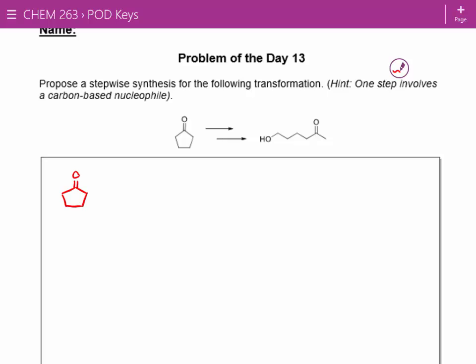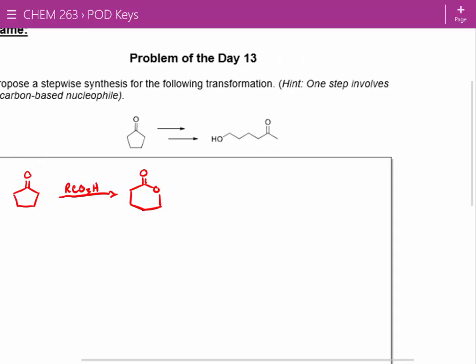And the first step I was thinking of was we need to convert this ketone to some sort of carbonyl group that can undergo acyl substitution. Ketones do not. So, first thing I did was I converted it into an ester. What reagent do we need to do this? A peroxy acid. And what's this reaction called? Does anybody remember the name? A Baeyer-Villiger. All right.